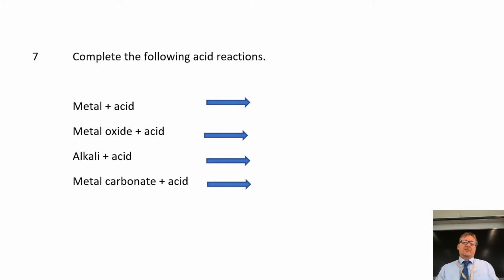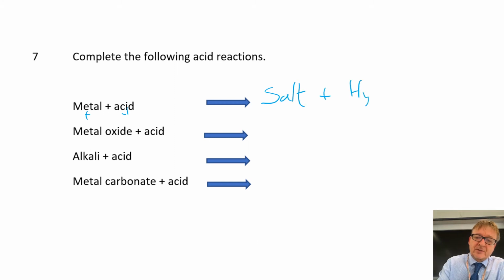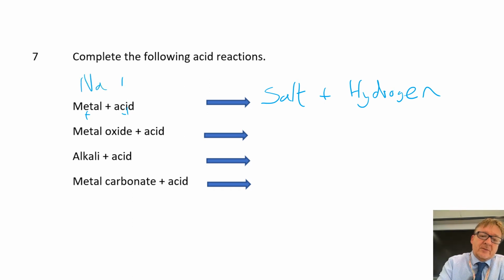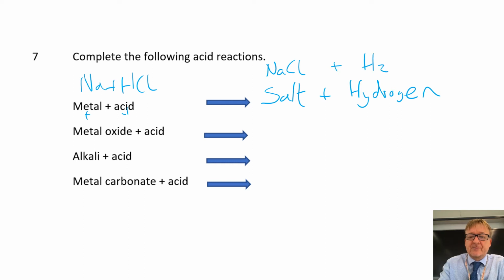Question number 6, complete the following acid reactions. These are fantastic ones just to get in your head and learn. If you've got a metal and you react it with an acid, you make a salt plus hydrogen. It's always confusing that it says salt there. It could be sodium reacting with hydrochloric acid, and you get the sodium and the chlorine combining together, and the salt is coincidentally NaCl, which is common table salt, plus hydrogen being made.